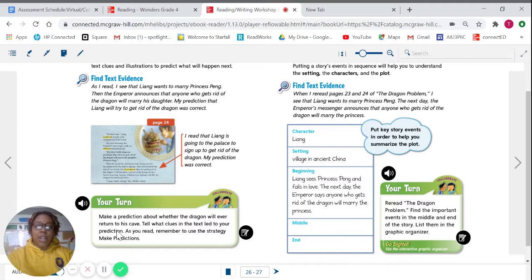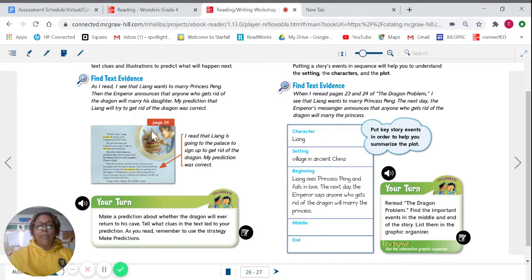So, it's your turn. Make a prediction about whether the dragon will ever return to his cave. Do you think he'll continue to be scared of the big dragon he saw before he left? Tell us what clues in the text led you to your prediction. As you read, remember to use the strategy for making predictions. Also, when you make your predictions and you cite your evidence, tell us what page.